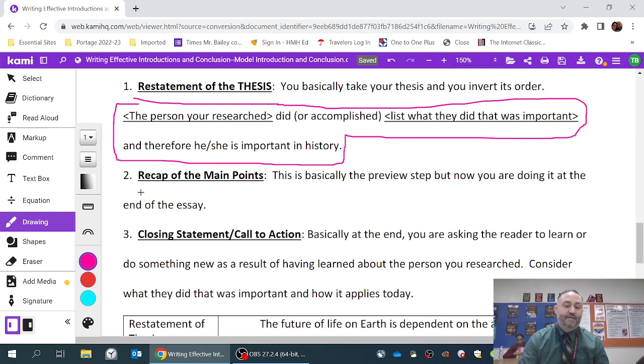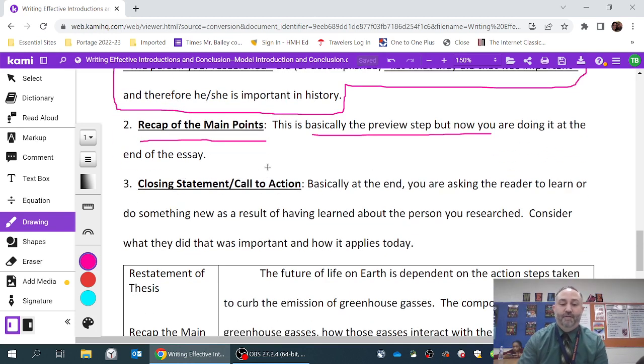The second thing is to recap the main points of the essay. You already know what you said. This is basically the preview step, but now you're doing it at the end of the essay. You know, this essay analyzed this. And then the last thing is a closing statement or a call to action. Basically, at the end, you're asking the reader to learn or do something new as a result of having learned about the person you researched. Consider what they did that was important and how it applies today when you come up with your call to action.